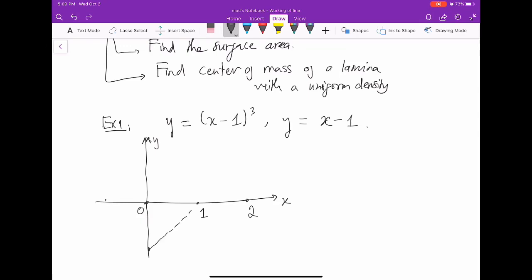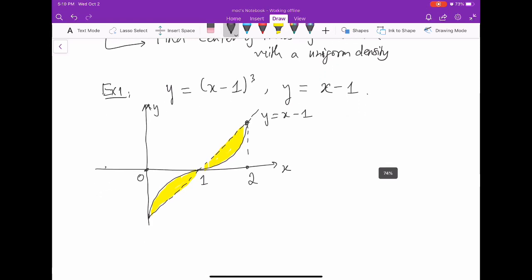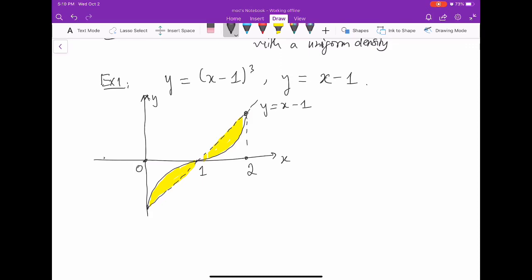Okay, so you have one function that is y equal to x minus 1, and another one looks like this. And our region is this one, and we need to find the area of this region. If they give you a picture like this, you are good, right? You just need to evaluate integrals. Of course, you have to write a correct integral, right? So let me do that for you, and then we discuss the problem.